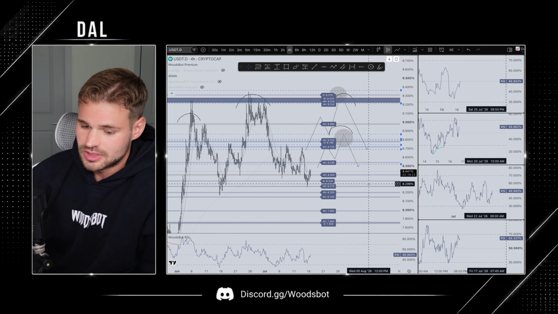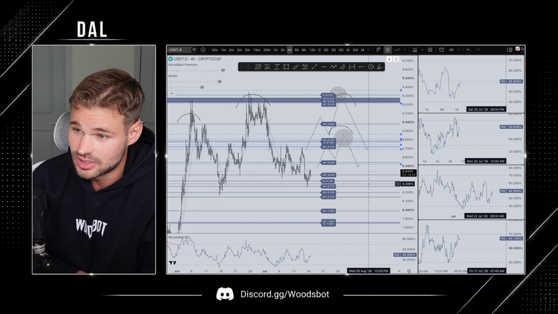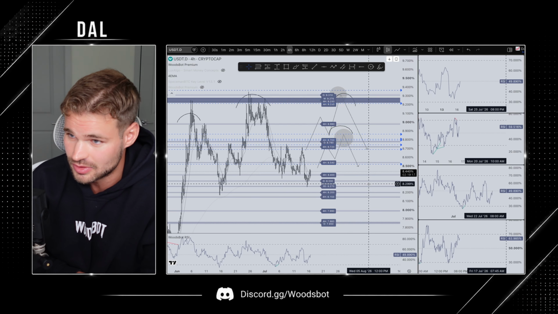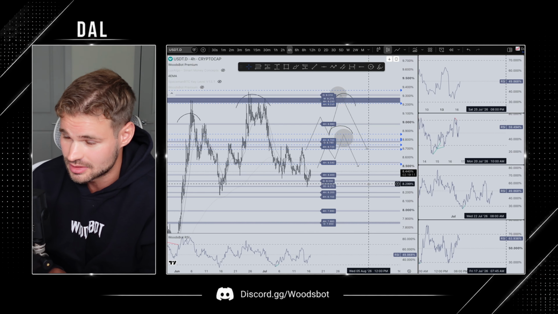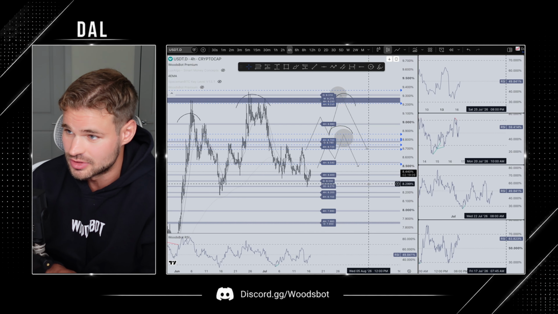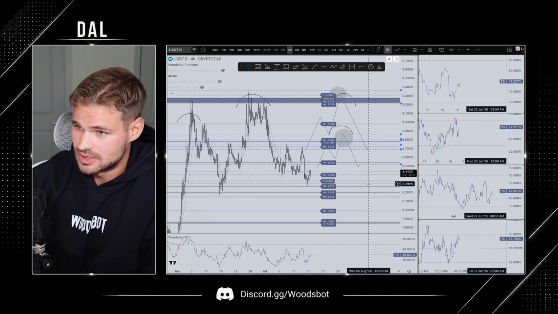Overall bias, again, I just want to go over and make it very clear that I am looking for short side. Until we start tapping into resistance levels on USDTD, that is when I'll start looking towards long side, based off of the RSI, based off of resistance, based off of the alerts that Woodsbots are shilling out. But yeah, that's my overall bias.